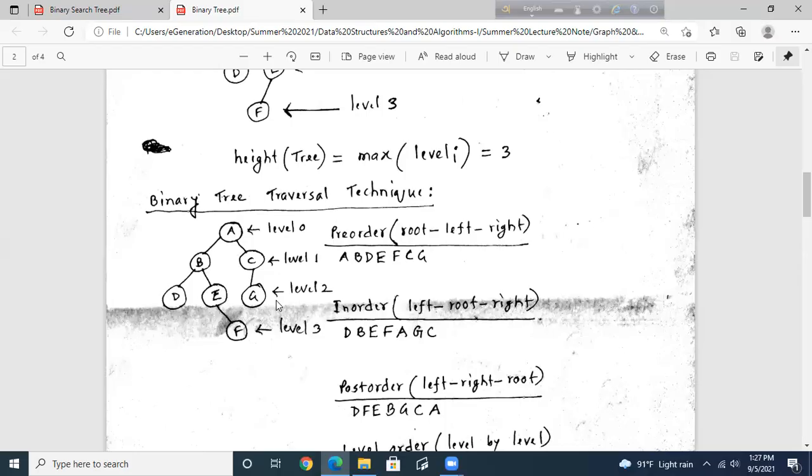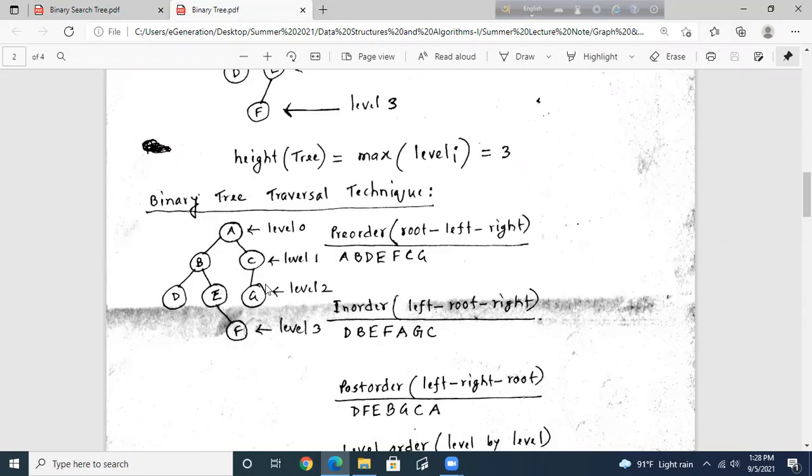Since in the right there is more than one, again I have to complete, I will go for the left until left is not available. So that is the Z, because C is root, then left is Z, then left of Z is not available. So this is the last left, Z.